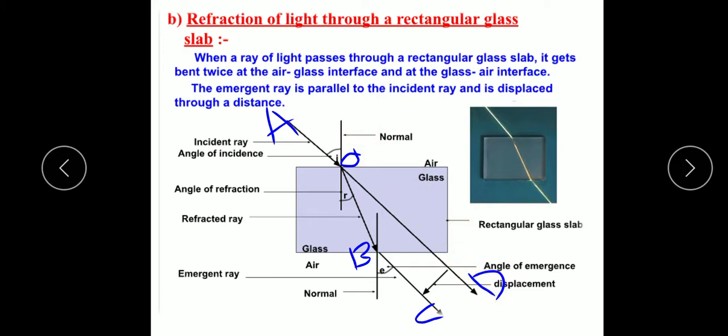Now what is lateral displacement? That is the perpendicular distance between the emergent ray and the direction of the incident ray when the ray of light passes out of the parallel sided glass slab. So this is called the lateral displacement or lateral shift. This perpendicular distance is called what? CD. This perpendicular distance is called the lateral displacement or the lateral shift.